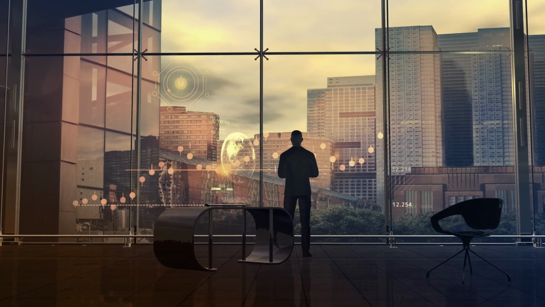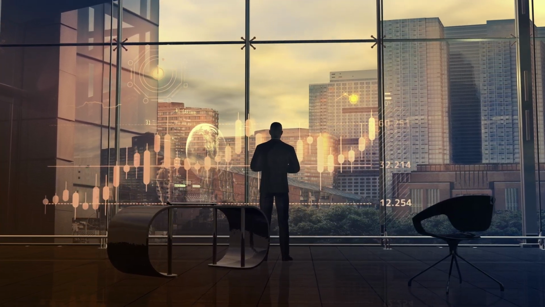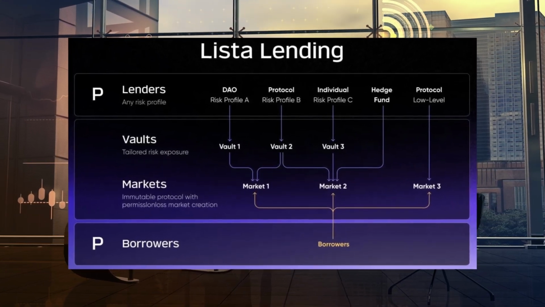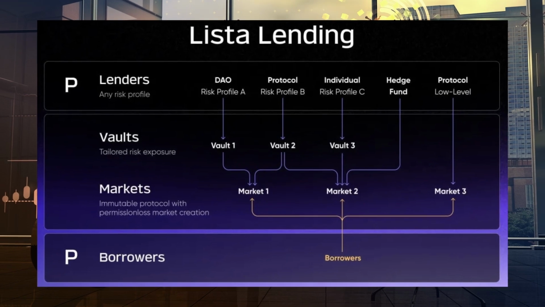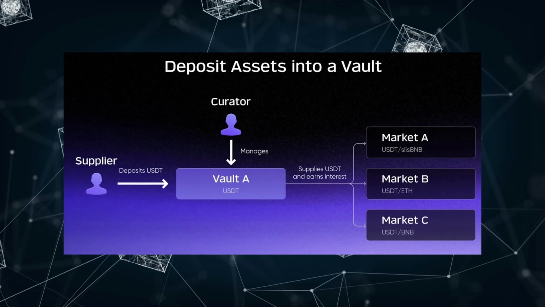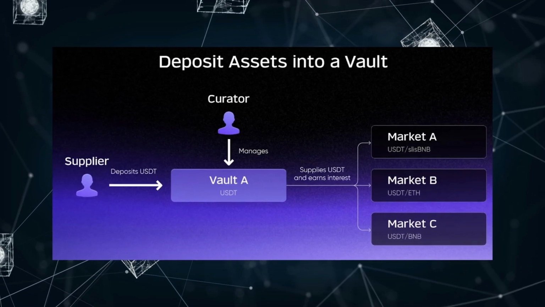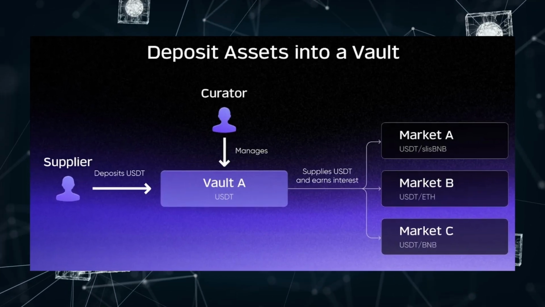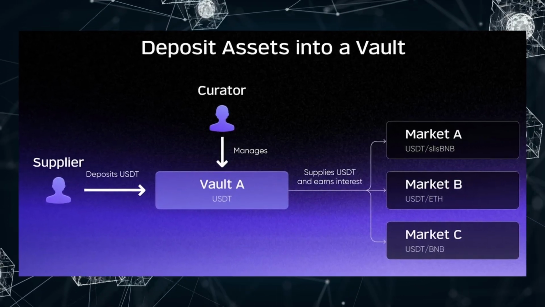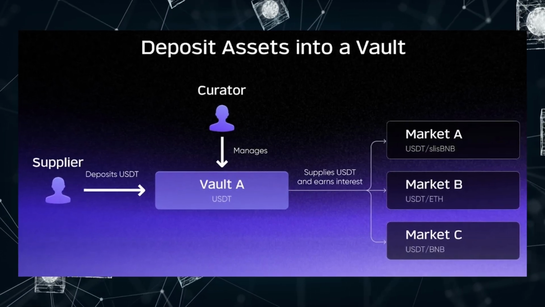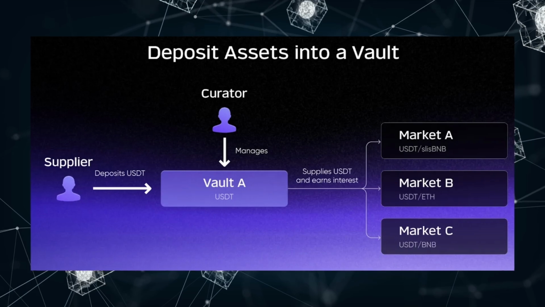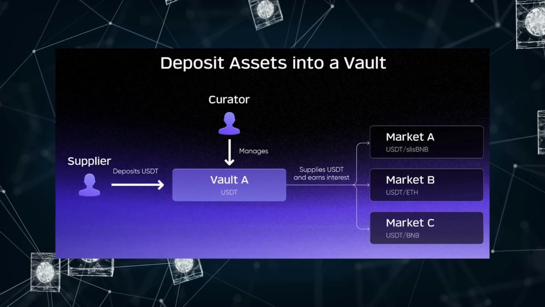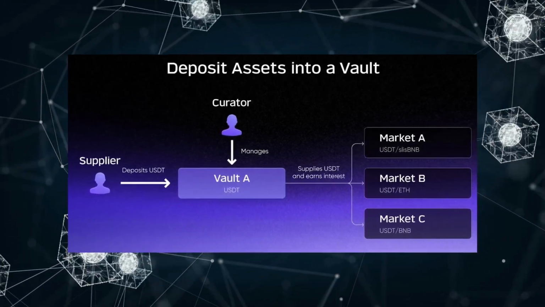Now let's take a closer look at how Lista Lending works from a technical point of view. And here, as I mentioned earlier in the video, Lista Lending uses vaults and markets in its operation. Lista Vault contains a single loan asset and distributes deposits across multiple Lista Lending markets. And here any user can act as a provider and deposit funds into the vault, earning passive income from interest payments to the borrower. The vault is managed by actively matching suppliers with borrowers in its associated markets.